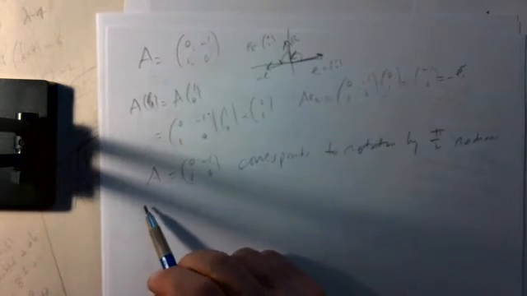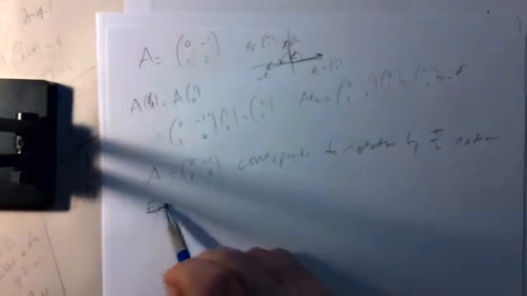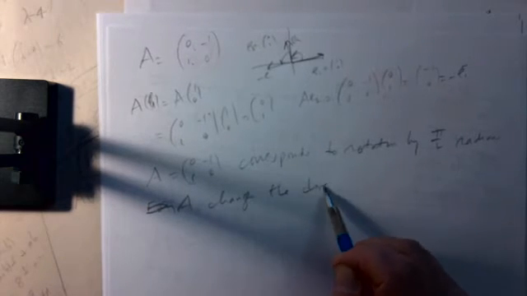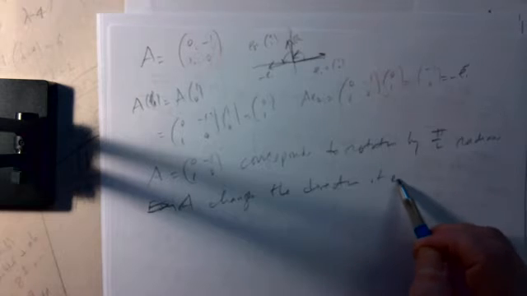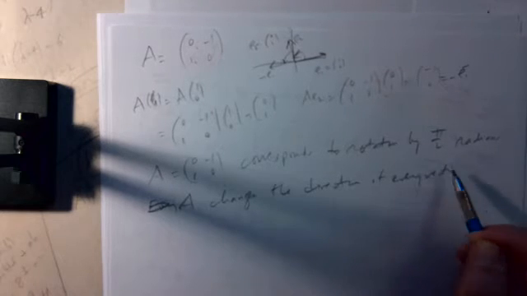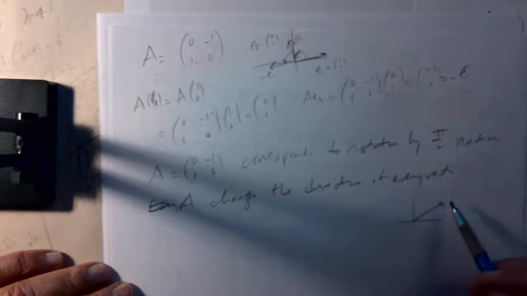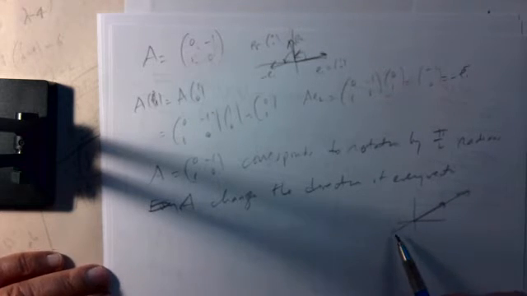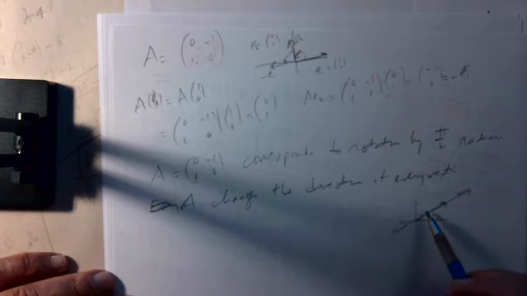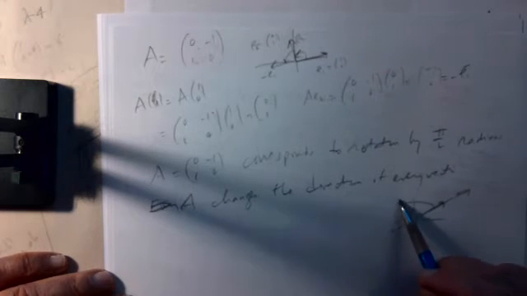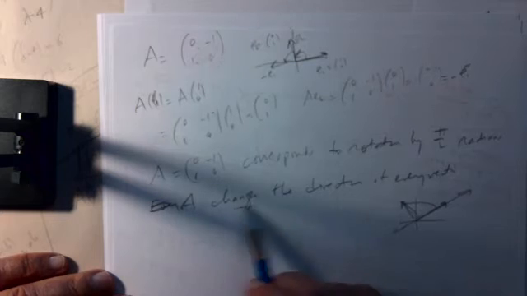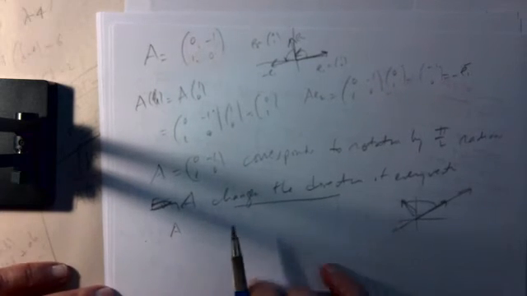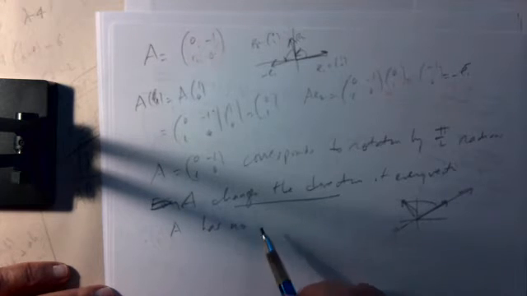So that means that A changes the direction of every vector. Remember, if you have a vector and it's an eigenvector, when you apply A to it, it just stretches it in one direction or the other. But here, A applied to any vector rotates it by pi over 2. It doesn't stretch it. So it changes the direction of every vector. Therefore, just geometrically, A has no eigenvalue.